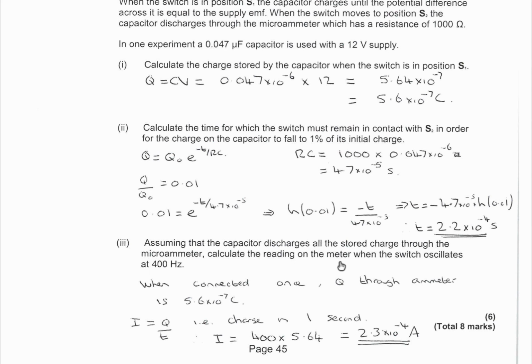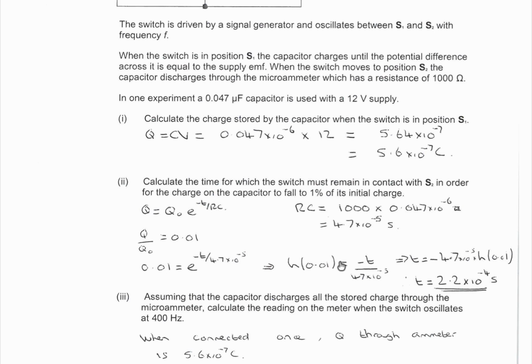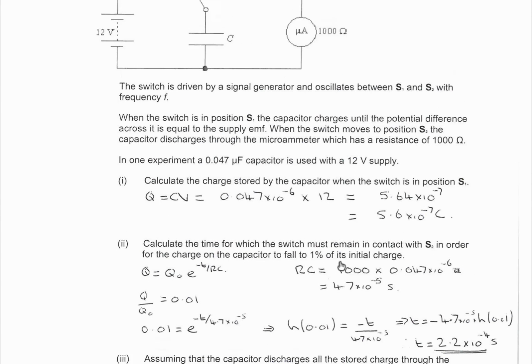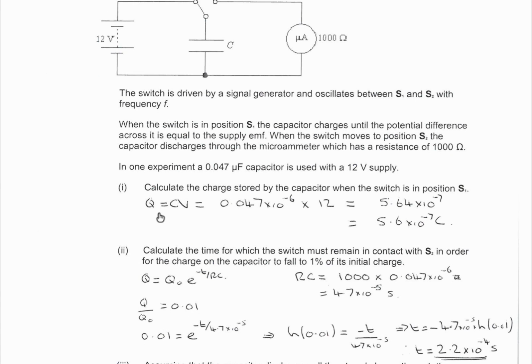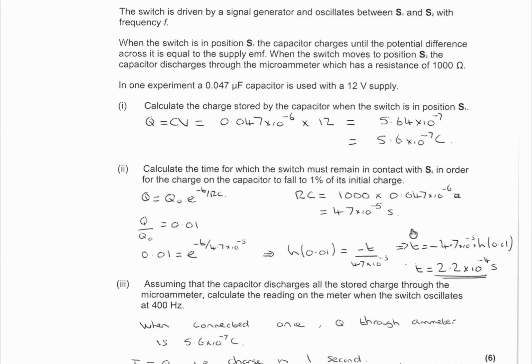Now, in terms of breaking the marks down in this particular question, for part B, if you write down that Q is equal to CV and you put the right numbers in the equation, that's 1 mark. Then if you calculate that correctly, that's a 2nd mark. For part 2, this part over here, if you work out the time constant correctly somewhere in your answer, you get 1 mark. If you have this equation written down somewhere, that's your 2nd mark, and then your final mark is for your actual answer. So that's 5 marks altogether.